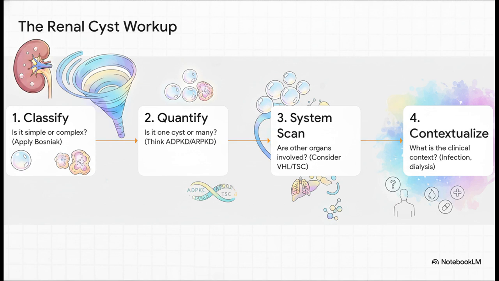Number 3, are other organs involved? That's your cue to think about genetic syndromes like VHL or tuberous sclerosis. And finally, number 4, and this is so important, what's the story? What's the clinical context? Is there a history of infection, dialysis, or specific medications? This simple funnel will get you to the right answer almost every time.